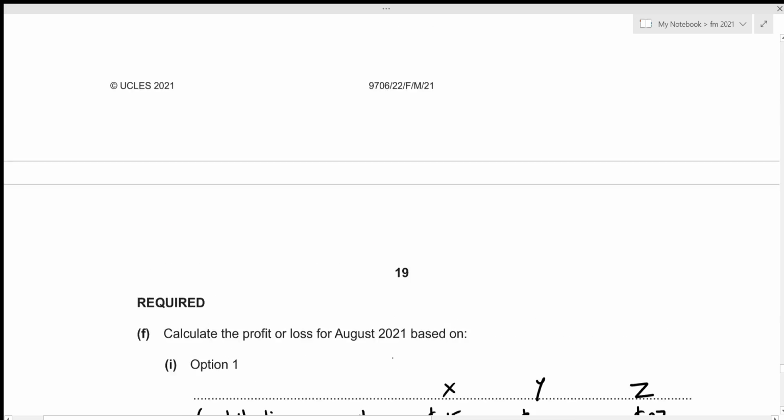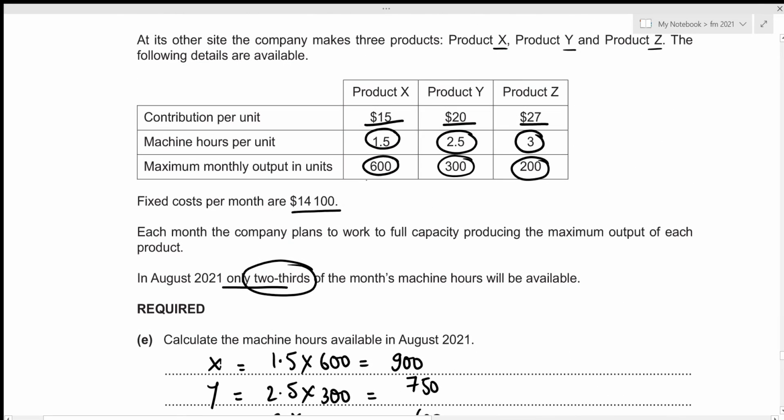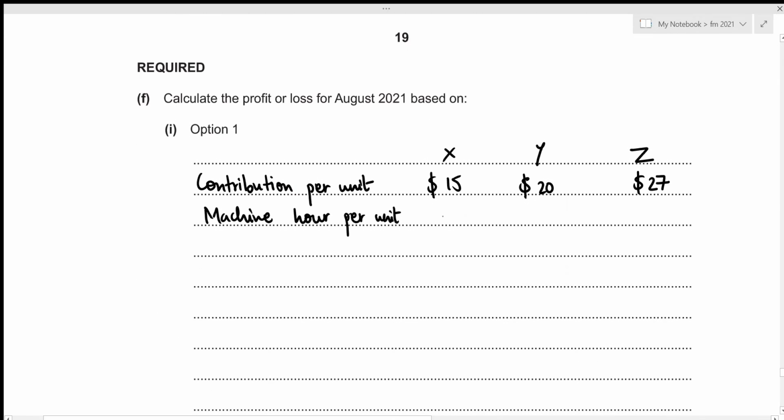which is again given above. That's 1.5 for X, 2.5 for Y, and 3 for Z. Let's write it down. 1.5, 2.5, and 3. And now we need to figure out the contribution per machine hour. And this is just the ratio of contribution per unit and machine hour per unit.